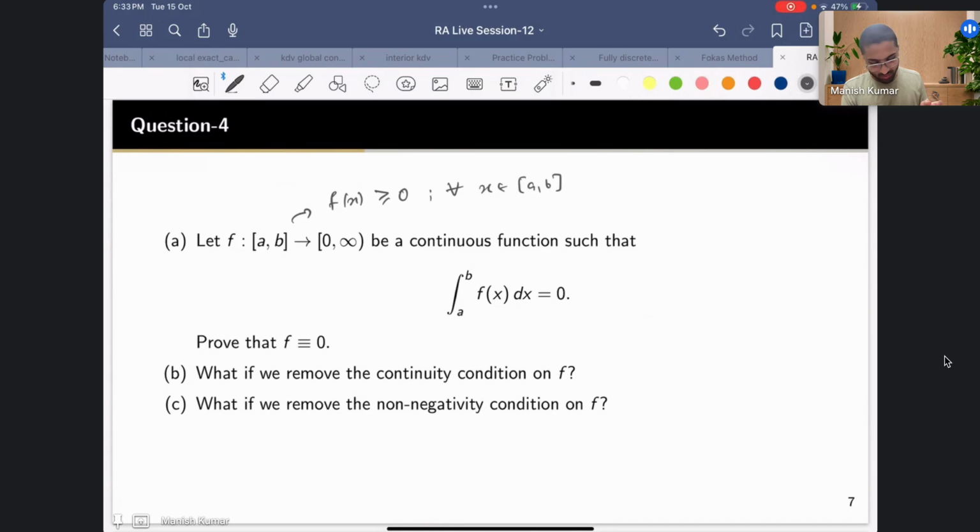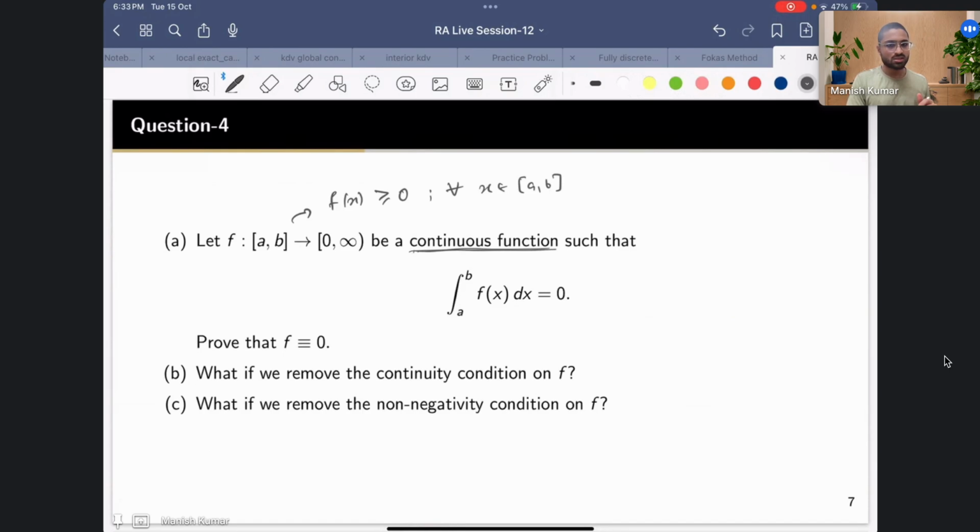The second part asks whether this continuity is required. What if we drop the continuity condition? Suppose I just say that f is a non-negative function with integral equal to 0, can you say that the function is identically 0?